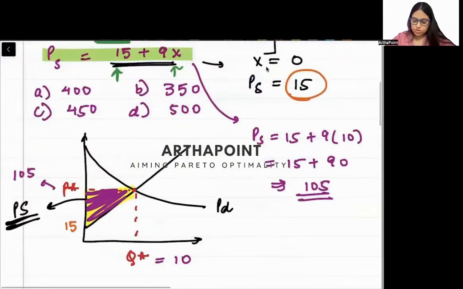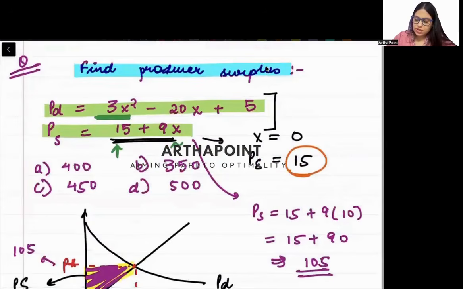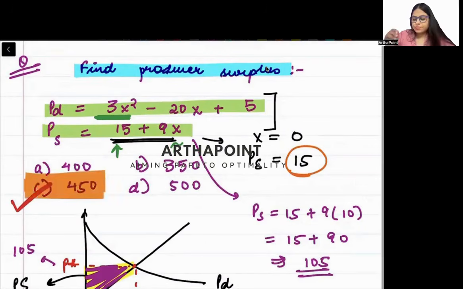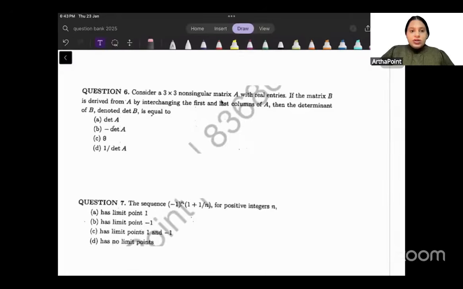What will be your producer surplus? It will be 450. Producer surplus will be 450. Clear? That's the answer to this. Go ahead, try the first question. Tell me what the answer should be.